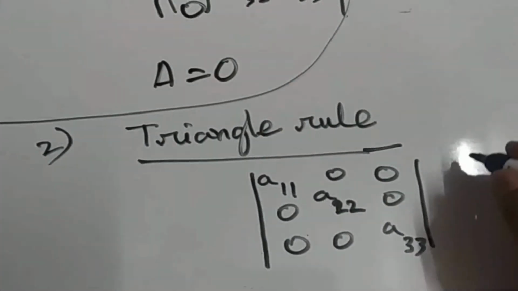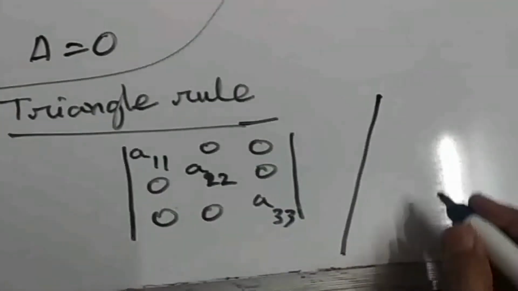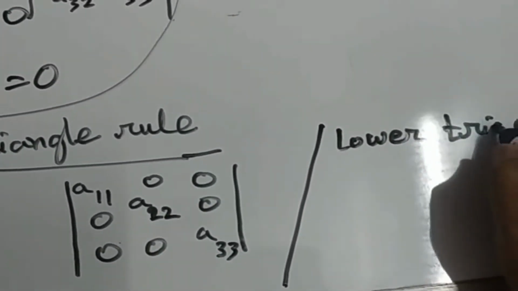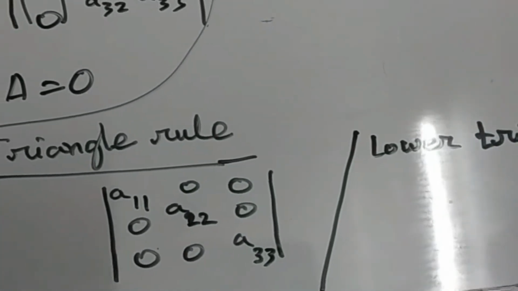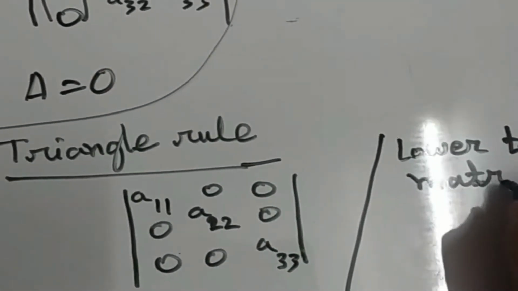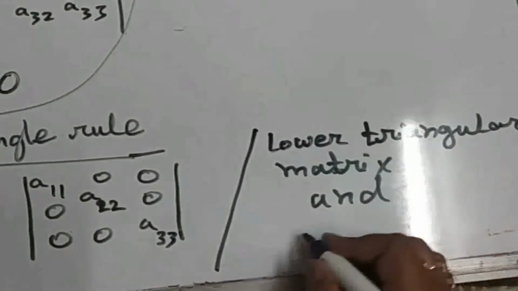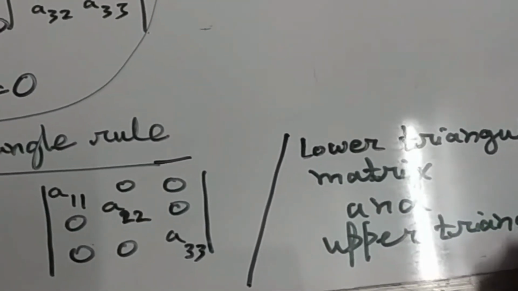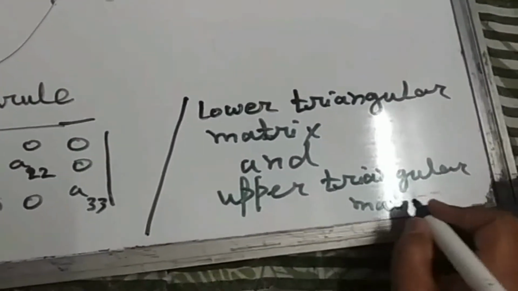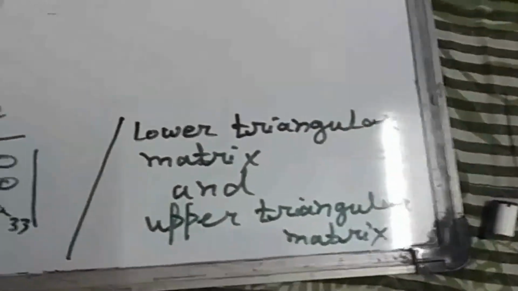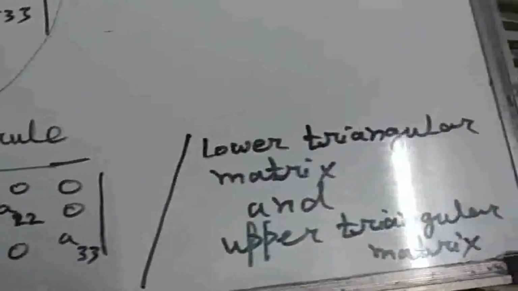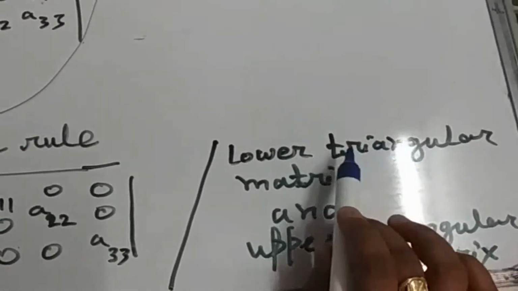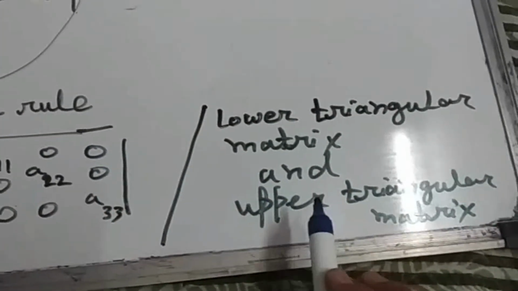This rule is applicable for lower triangular matrix and upper triangular matrix also. So lower triangular matrix and upper triangular matrix. So this is applicable for the determinant of a diagonal matrix. This is applicable for the determinant of a lower triangular matrix. This rule is also applicable for the determinant of an upper triangular matrix.